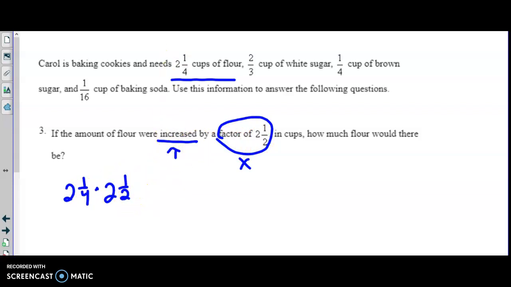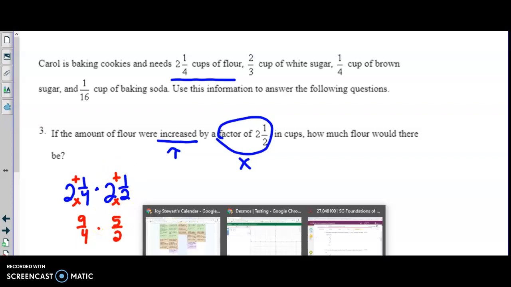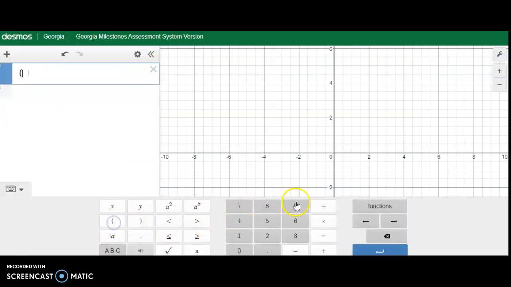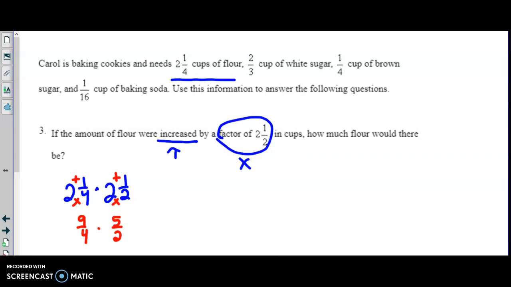And I'm still going to go ahead and use my calculator, but first I'm going to convert them to improper fractions. 2 times 4 is 8, plus 1 is 9, so that one would become 9 over 4. 2 times 2 is 4, plus 1 would be 5. This one will become 5 over 2. And I'm going to multiply those in my calculator with parentheses. So, parentheses, 9 divided by 4, close parentheses, times, I just forgot what it was, 5 over 2.